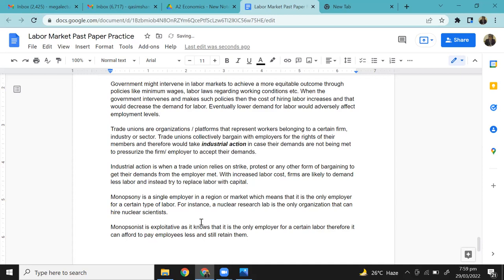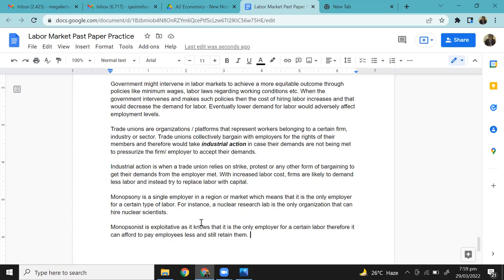So monopsony is exploitative towards employees. Why? Because what they know is that they are the only company where a certain type of labor can work, and even if they pay them less, those people cannot leave because they don't have any other alternate employment prospect, or they can't go and work in any other organization. Unlike doctors and normal engineers and normal teachers.